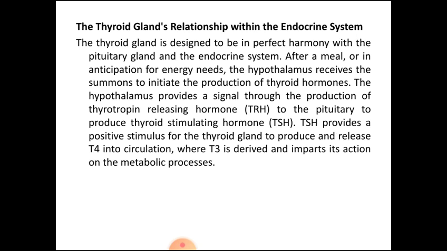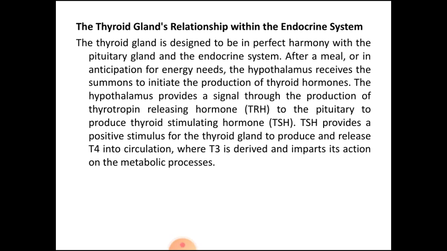Okay, go on. The thyroid gland's relationship with the endocrine system. So what is the relationship between the thyroid gland and the other endocrine systems? The thyroid gland is designed to be in perfect harmony with the pituitary gland and the endocrine system. After a meal or in anticipation of energy needs, the hypothalamus receives the hormone signal and initiates the production of the thyroid hormones.